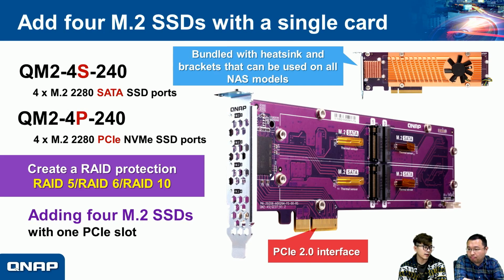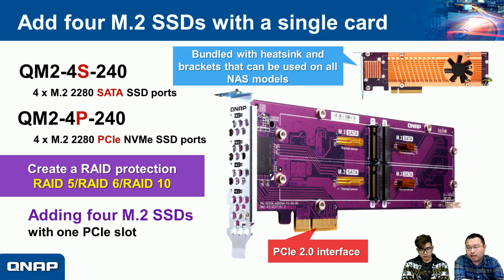And then with RAID 5, we will have almost 750 gigabytes of storage capacity. Extra. And also speed. You get increased speed over RAID 1. QNAP has 2 versions: one with SATA, the 4S, and one with PCIe, the 4P. So basically you just need to use one PCI slot to get this.